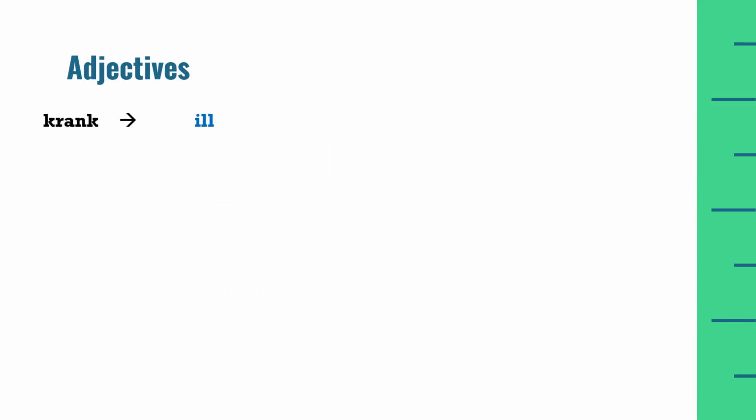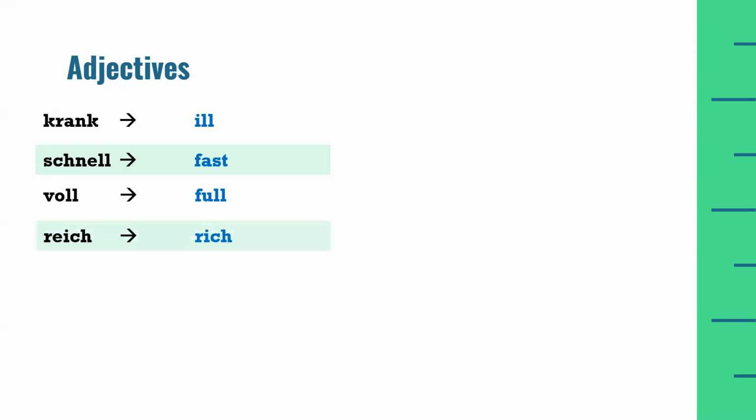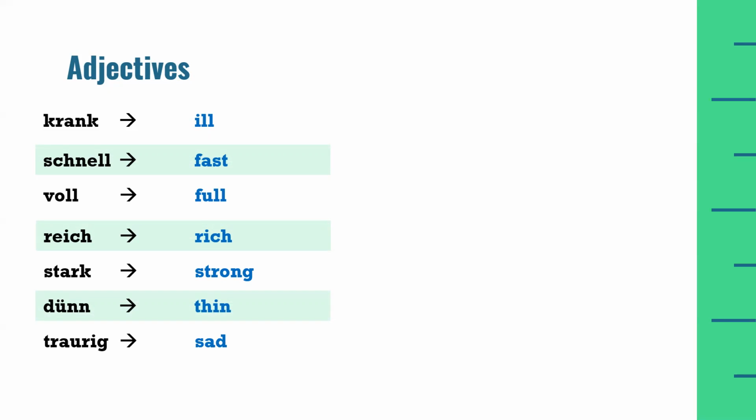Next, krank, which means ill. Schnell means fast. Voll means full. Reich means rich. Stark means strong. Dünn means thin. Traurig means sad. Sauber means clean. And on the right hand side, now I will show the opposite of adjectives.